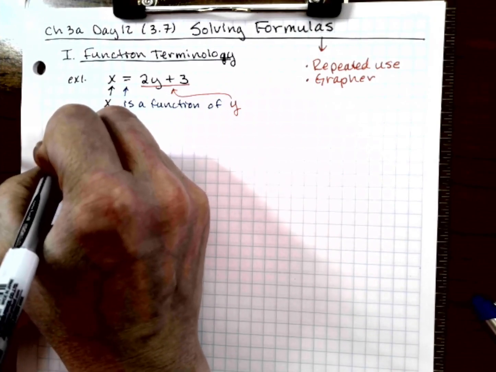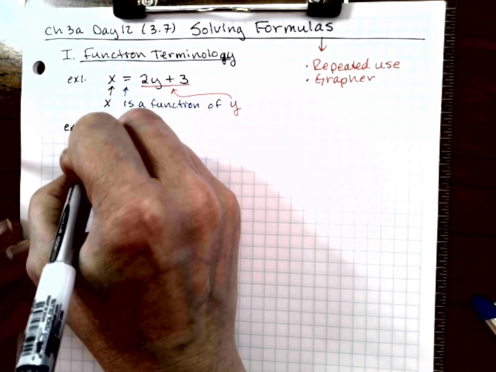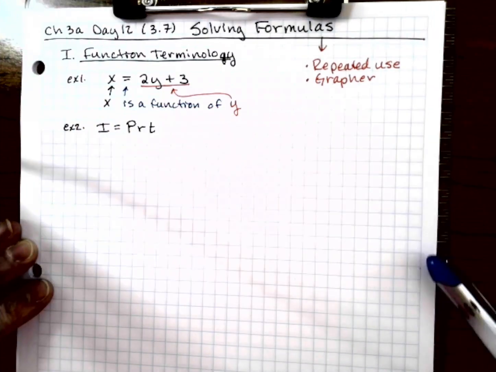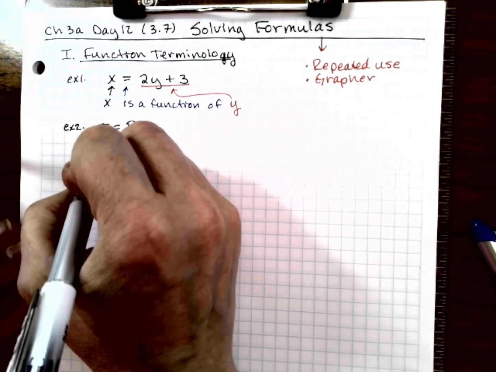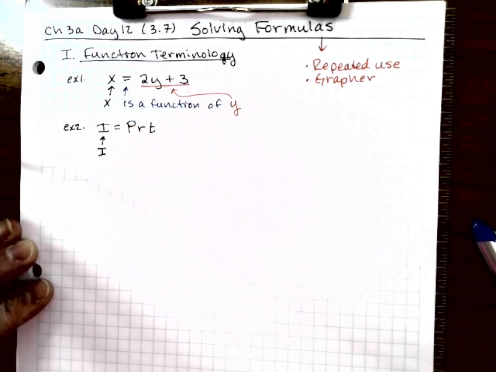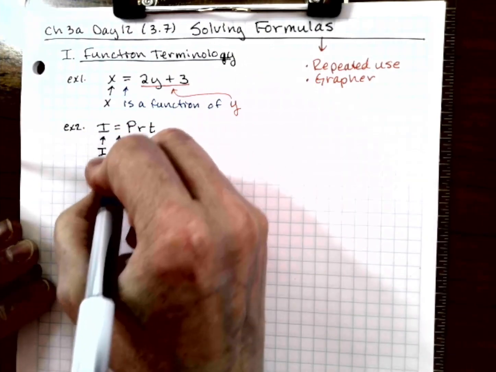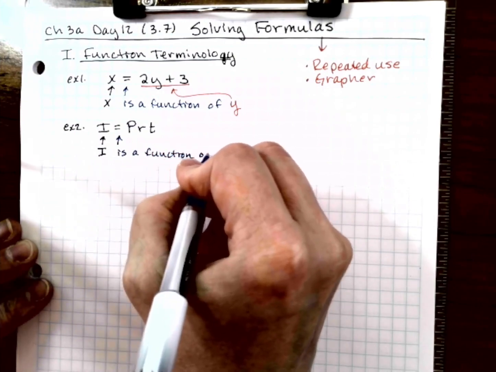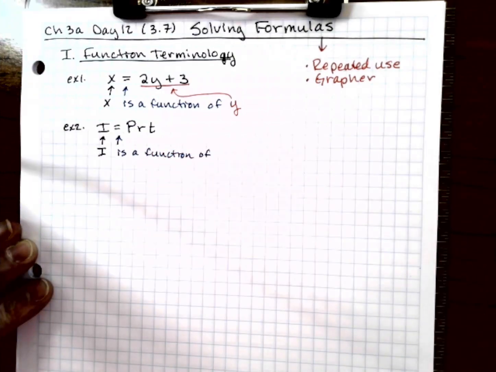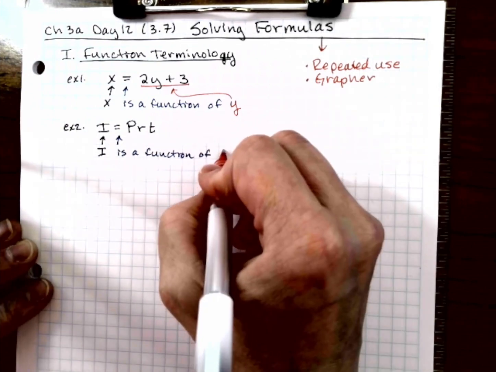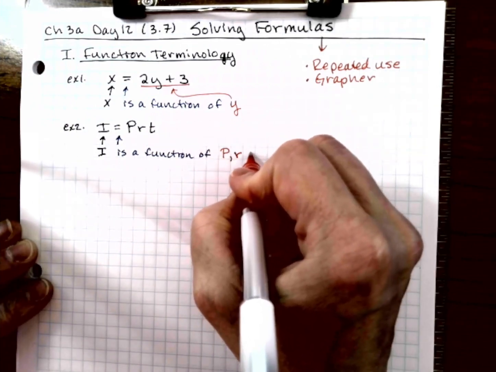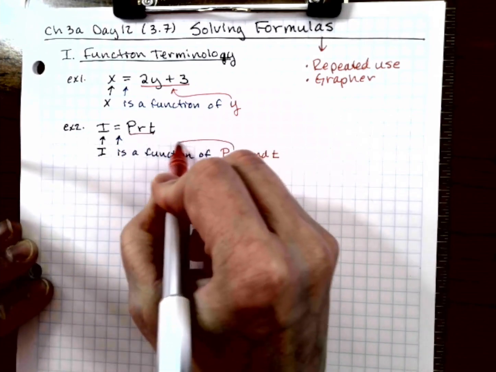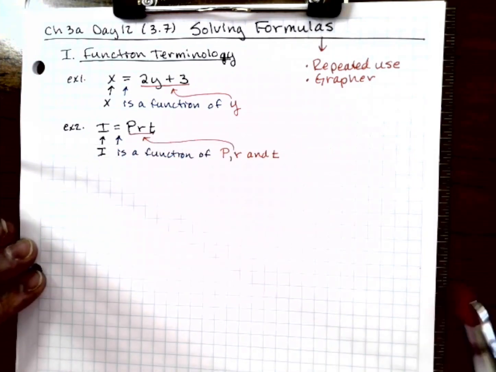Another example, I equals PRT. So you would read this, I is a function of, and in this case, you've got three variables, so it's a function of P, R, and T, because that's what you have on the right-hand side.